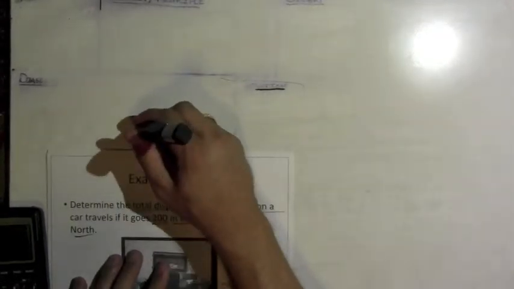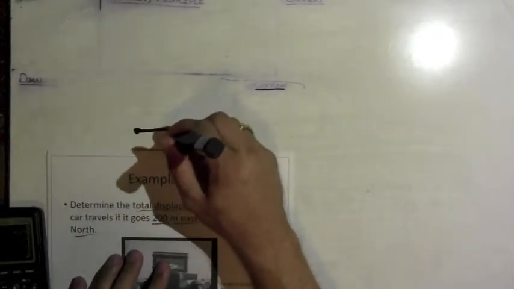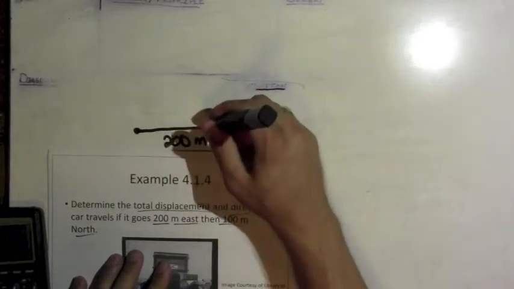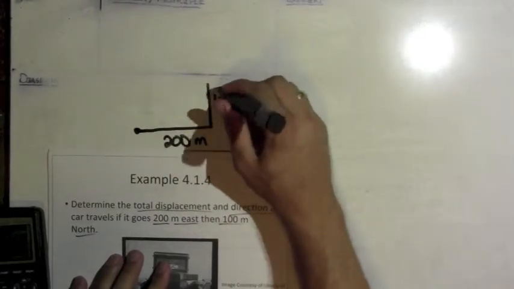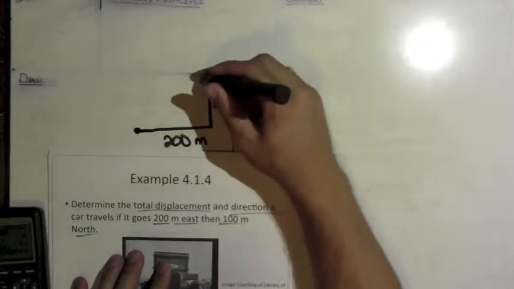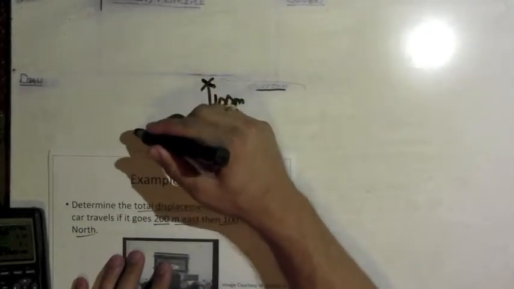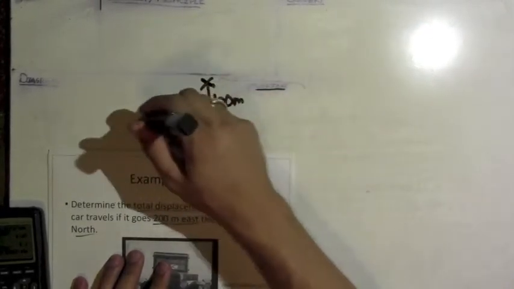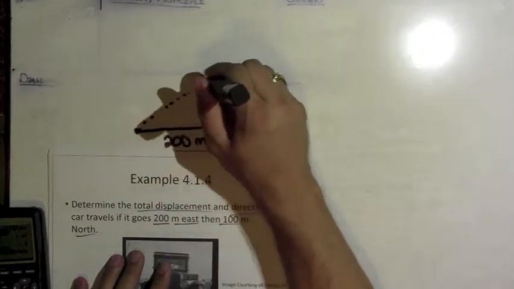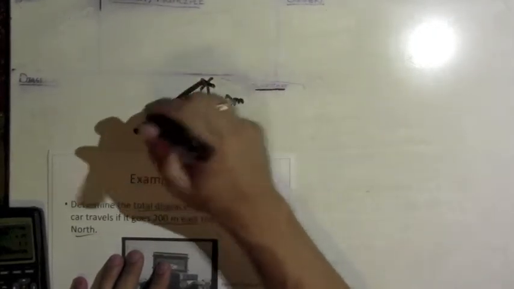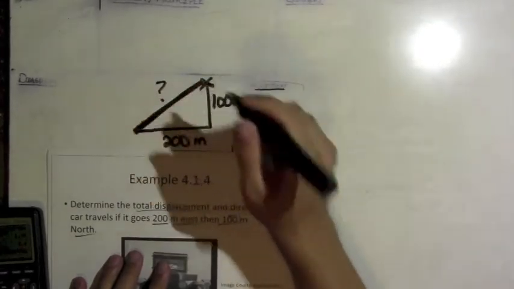So I start right here, and I go 200 meters east. Then I go 100 meters north. So I want to know what my total displacement is. Remember, displacement is where you start to where you finish. So that right there would be this direction right here. So that's what I want to know.